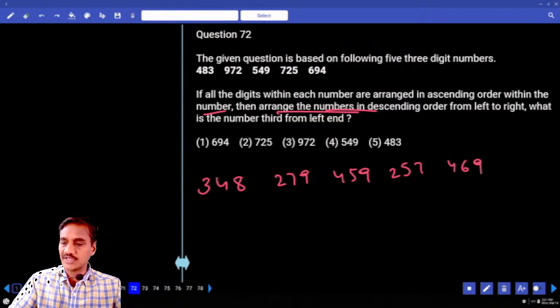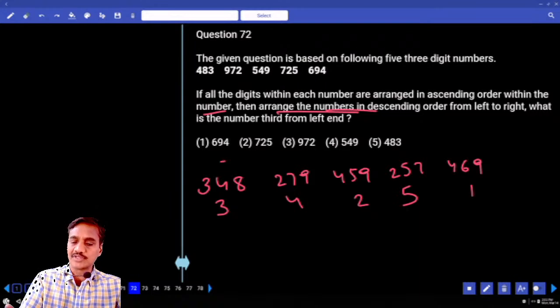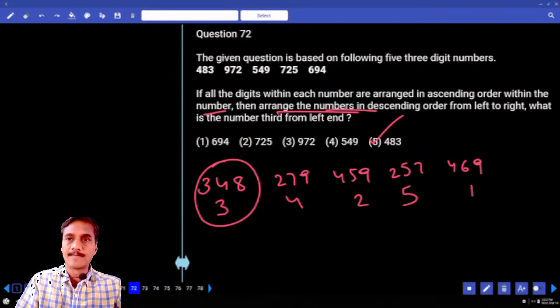Which is the highest number here? 469, and this is the second, this is third, and 4 and 5. Then what is the number third from the left? Third from the left or third from the right is nothing but 348. Now this 348 we are getting from 483, choice 5, question number 72.